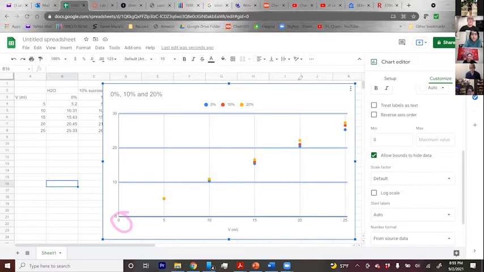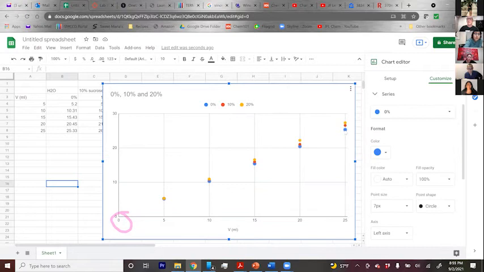How do I do that? Well, the 0% is blue, the 10% is red, and the 20% is this sort of burnt umber, or whatever you would call ochre or something. So we're going to click on one of the blue points. I double click on the blue point, and it goes to series. You see series here. So I scroll down.